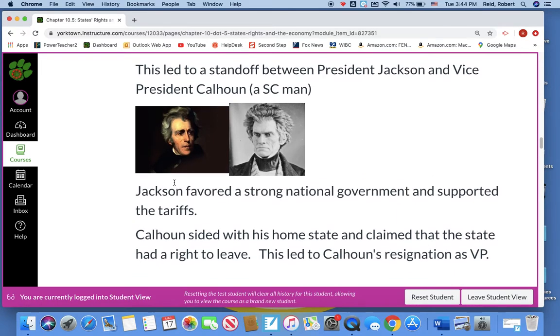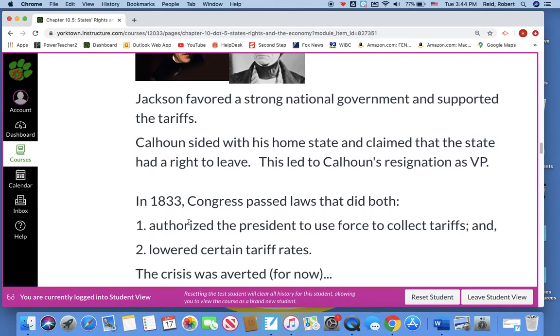I find it interesting that you're going to see a standoff between a U.S. president and his own vice president. Keep in mind, Jackson, a very staunch supporter of the national government, big, heavy supporter of the right of the national government to have power over the states, whereas his own vice president, John C. Calhoun, we talked about him a couple weeks ago, the guy from South Carolina that quote unquote spoke for the South when it came to states' rights, the right to own slaves still. Says Jackson favored a strong national government, whereas Calhoun sided with his home state.